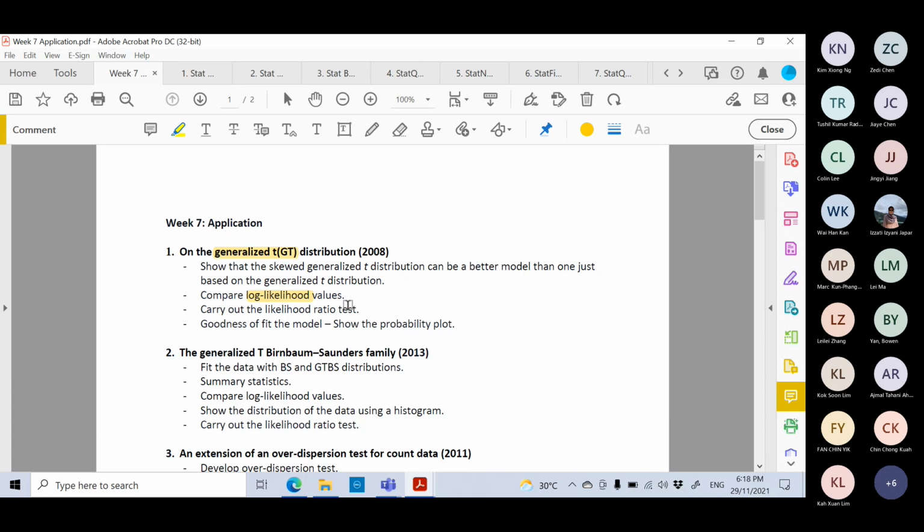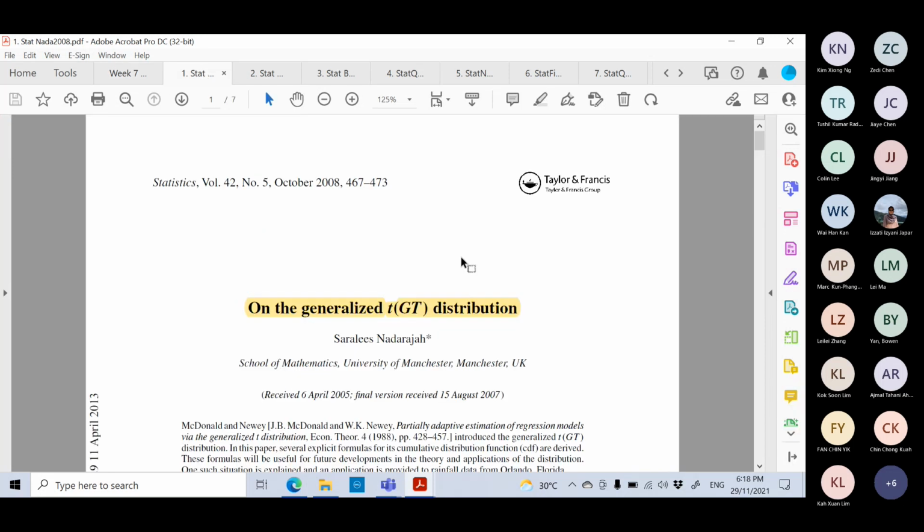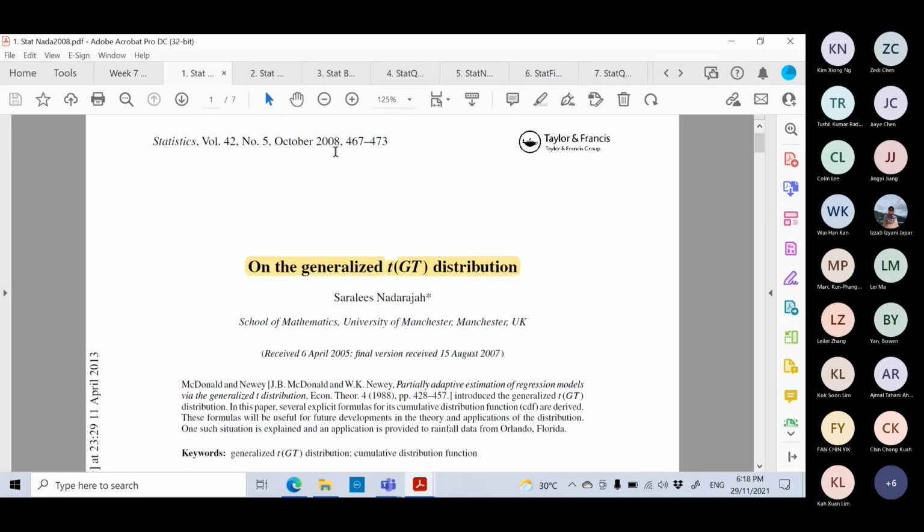Okay, so after that, besides the likelihood ratio test, they also provide the goodness of fit of the model. That means they show the QQ plot or the PP plots to show how well your distribution fits the data. Okay, so I will go through the first one here. This paper was published in the year 2008.